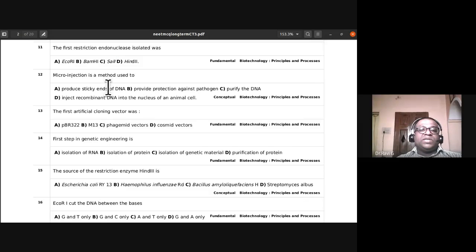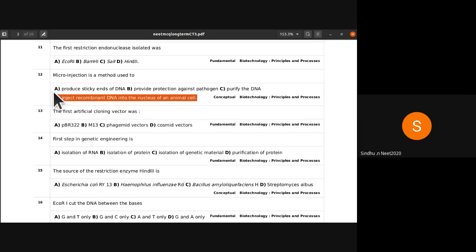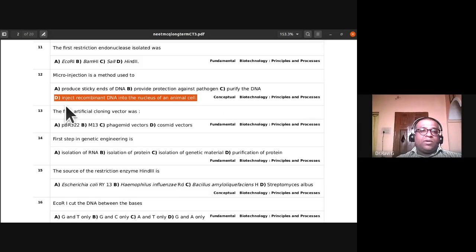Microinjection is a method used to produce sticky ends of DNA, provide protection against pathogen, purify the DNA, or inject recombinant DNA into the nucleus of an animal cell. Which is the answer? See, option D. Option D is the answer: to inject the recombinant DNA into the nucleus of an animal cell. See, biolistics we use for plant cells. So here, microinjection is utilized for the nucleus of an animal cell.